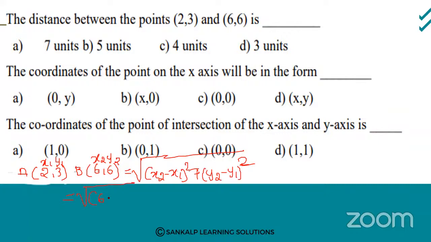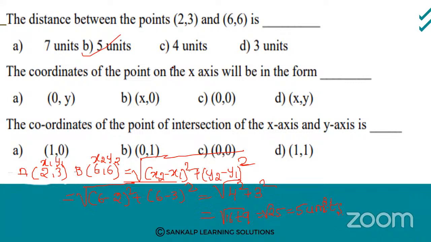X2 is 6 minus 2 whole square plus y2 is 6 minus 3 whole square, right? 6 minus 2 is 4 square. 6 minus 3 is 3 square. That is 4 square is 16. 16 plus 9, 3 square is 9. 16 plus 9 is 25. So if you take 25 out of the root, you will get 5 units. So 5 units is the right answer.